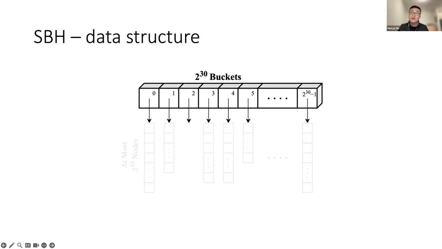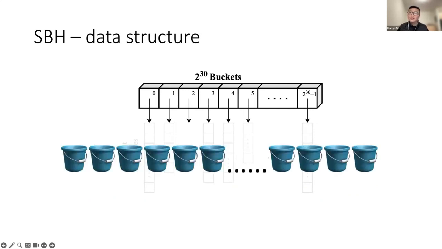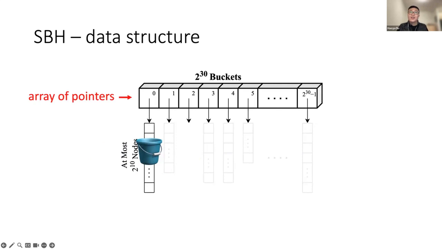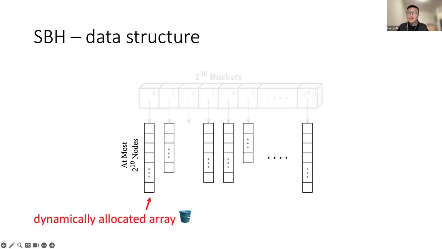At the top, there's an array of cubes. Each cube represents a bucket. This array of cubes, you can think of it as the array of buckets we had previously. Implementation-wise, this array of buckets is in fact an array of pointers. Each pointer points to a bucket. A bucket is implemented as a dynamically allocated array. It can shrink, it can grow. Of course, in solving games, the buckets only grow, they never shrink.